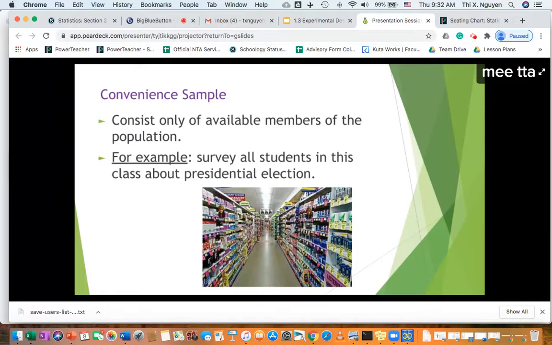The last one is a convenience sample. Convenience consists only of the available members of the population. Convenient means I'm too lazy to go out of my way. It's there, so I'll do it. For example, I'm going to survey all the students in this class. Right now I could just say, guys, let's talk about the presidential candidates, Trump and Biden. Who are you going to vote for? I'm just going to ask you guys. I'm not going to do anything extra because I already have you in front of me. Let's do the poll. Let's do a survey.